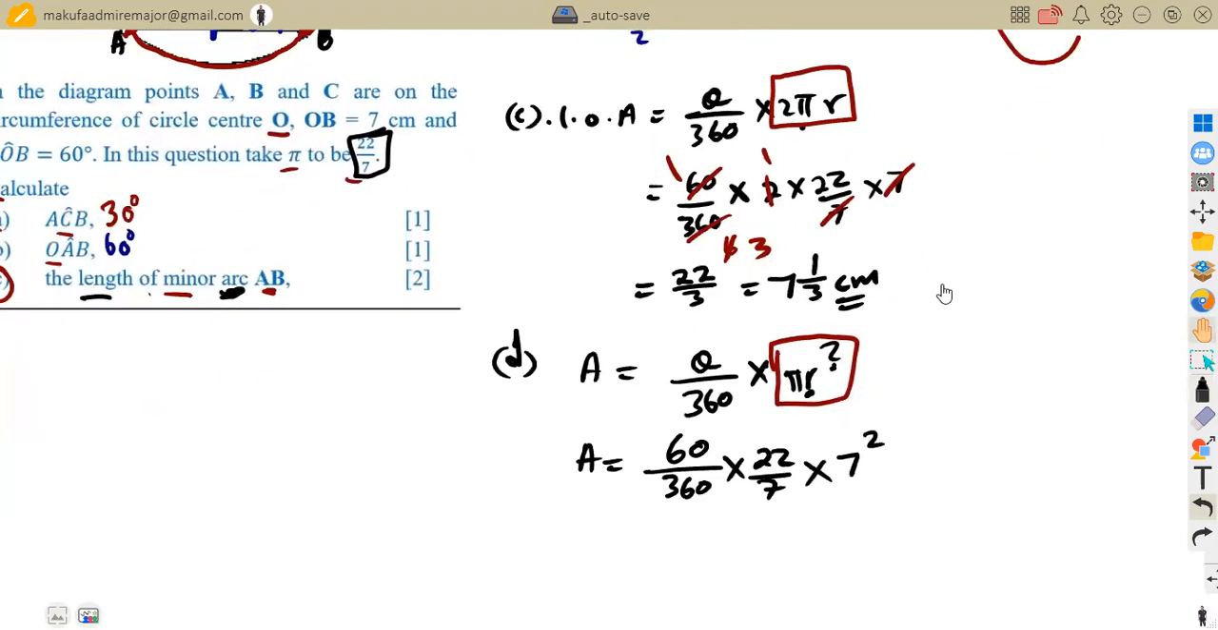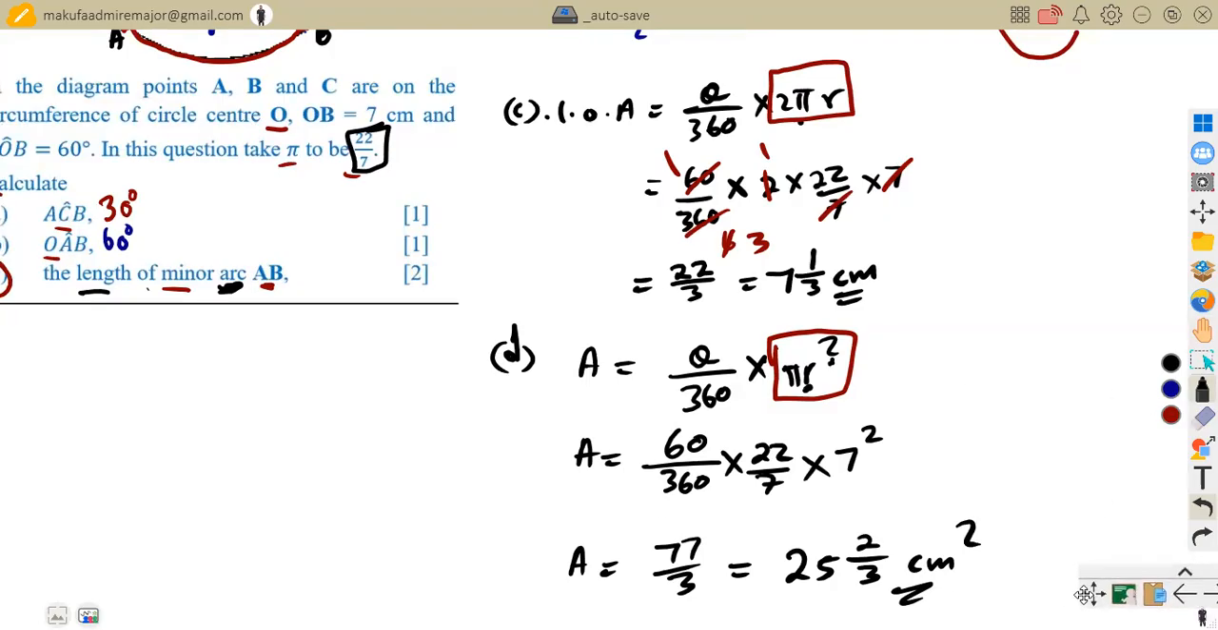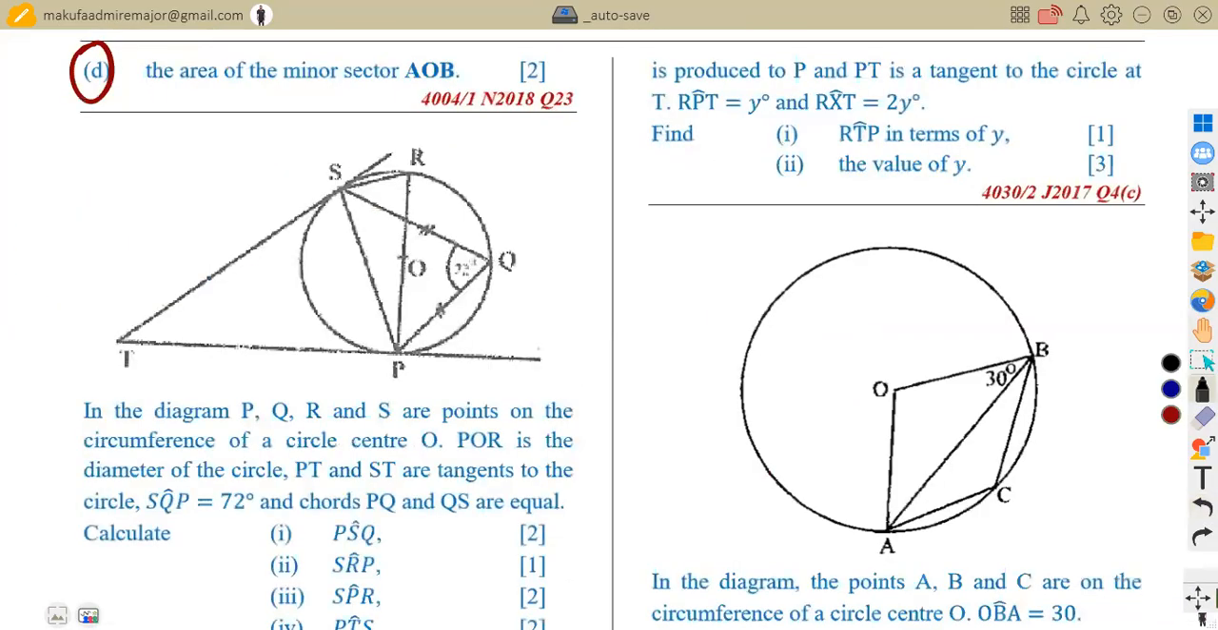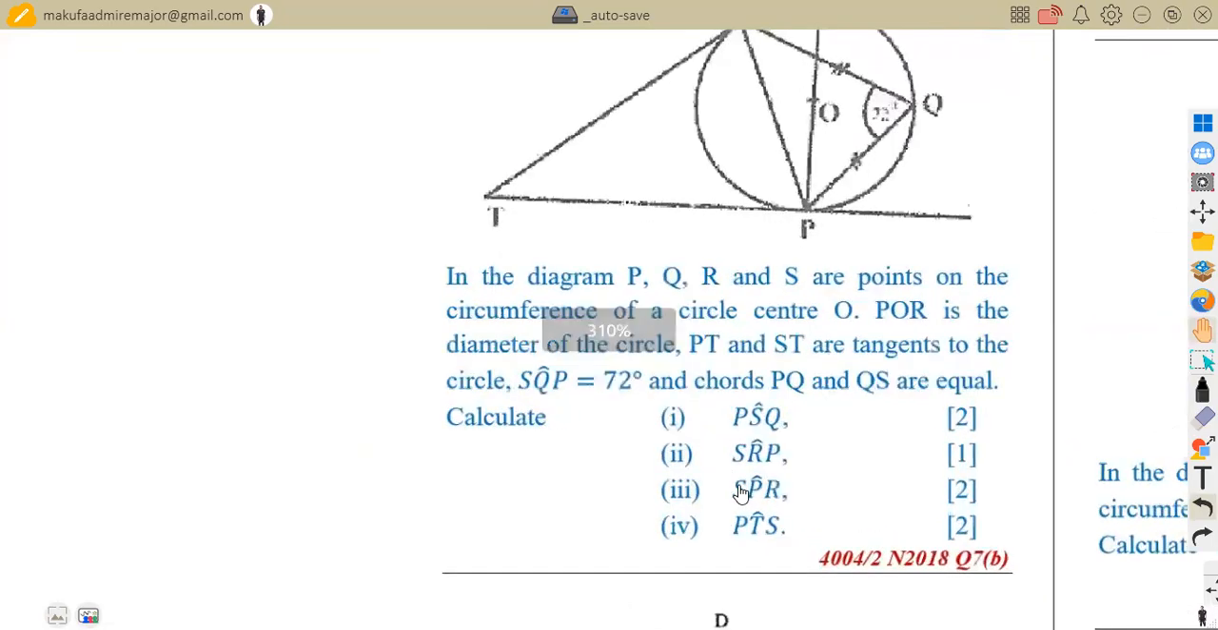So it's now you and your simplification, reduce your numbers properly. You are going to obtain something like 77 over 3, which is going to give us 25 and 2 over 3. This is now area measured in what? In square centimeters. That is the idea for the area in this case. So as you are dealing with the sector, it's just a piece of a circle that you are having.